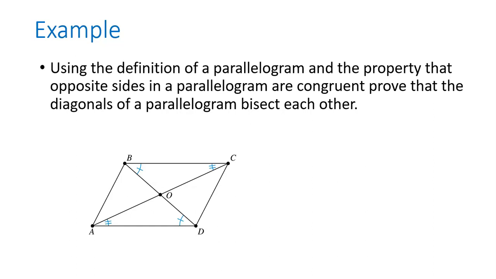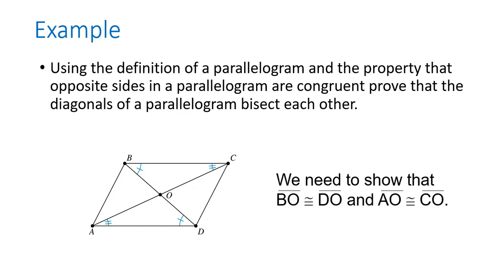So opposite sides in a parallelogram are congruent to each other. Our goal is to show that the diagonals of a parallelogram bisect each other. So if we look at the parallelogram the way it's set up, right? This angle and that angle are congruent to each other because the two parallel lines make alternate interior angles congruent. Same thing with that angle up on the top and that angle up at the bottom.